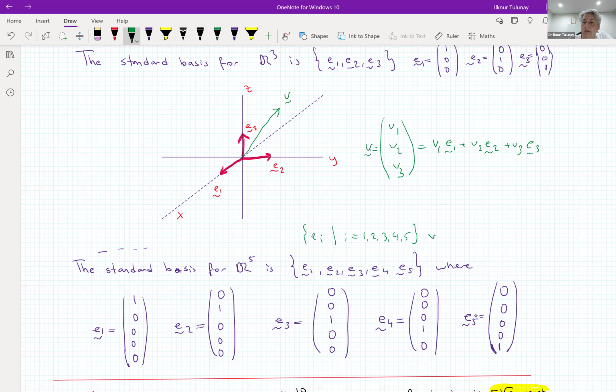And then where E_i is the vector in R5 such that the ith position is 1 and 0 elsewhere.